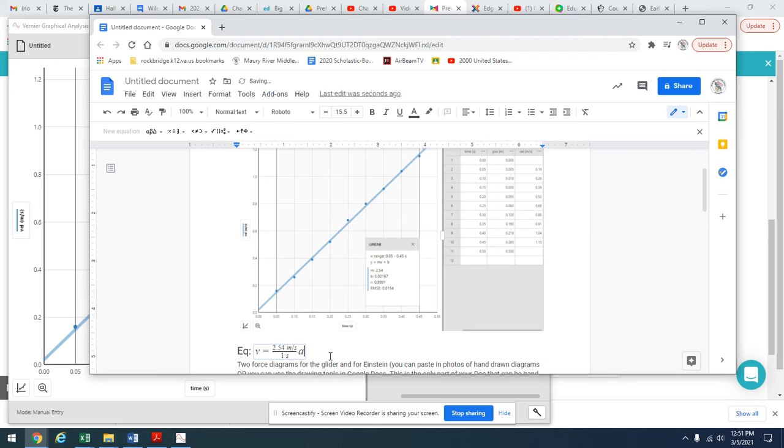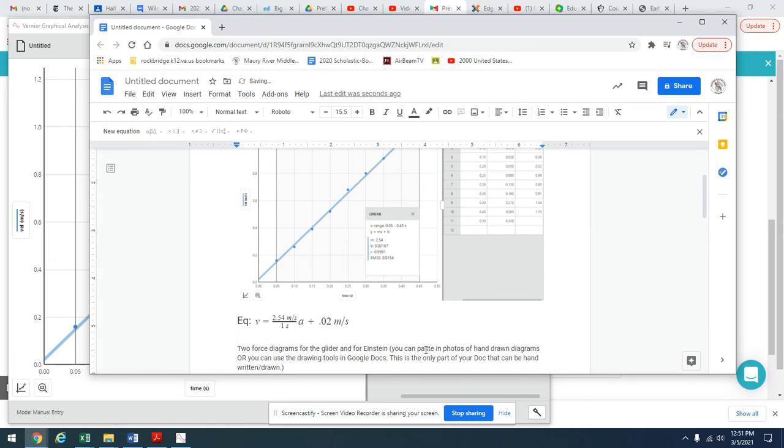Acceleration. And then there's an intercept here. It should be 0, right? Because the initial velocity should be 0, but I'll just write down what it has, or type in what it has here, 0.02. The units for an intercept would be y-axis. Okay?